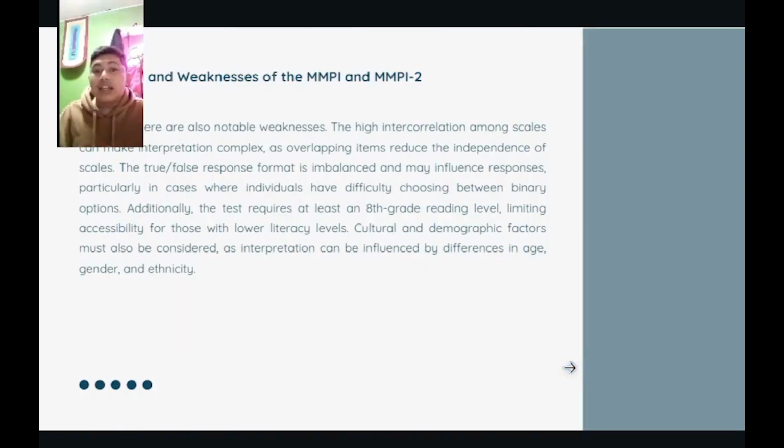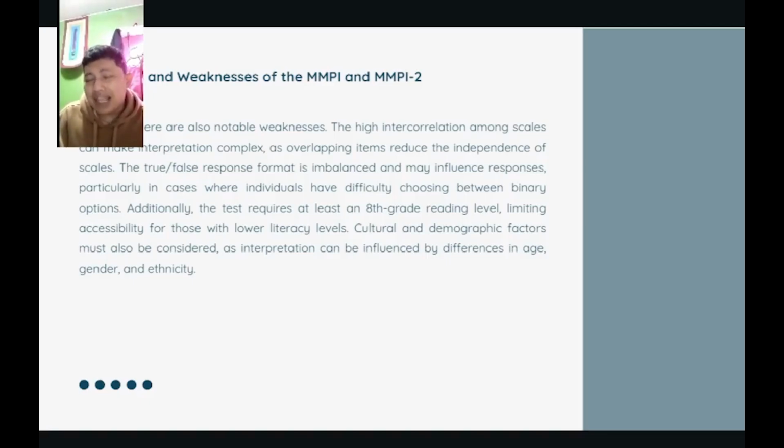But it has its weaknesses. The high intercorrelation among scales can make interpretation complex. It has overlapping items that reduce the independence of scales. The true or false response format is imbalanced and may influence responses, particularly where individuals have difficulty choosing between two options. Additionally, the test requires at least an 8th grade literacy level.